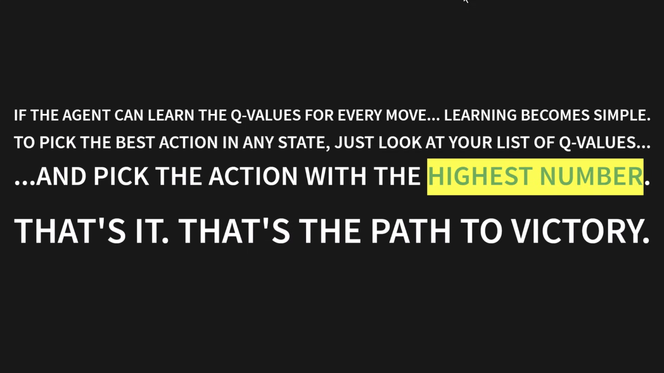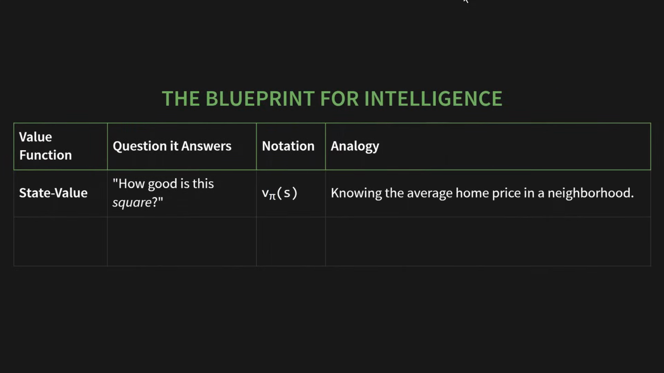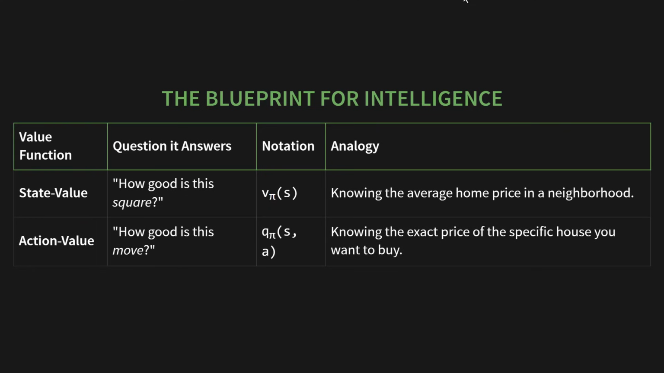So let's recap. We have our two crystal balls. As you can see on the slide, the state value tells you how good is this square. It's like knowing the average home price in a neighborhood. The action value asks, how good is this move? That's like knowing the exact price of the specific house you want to buy, much more useful for making a decision. So there's the things. These two functions are the heart of almost every modern reinforcement learning algorithm.